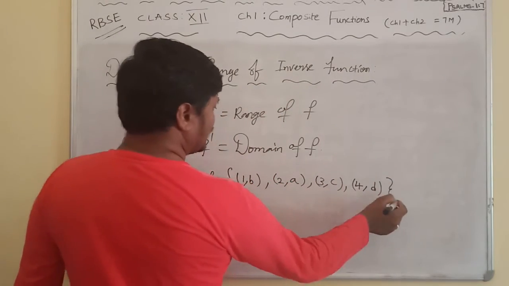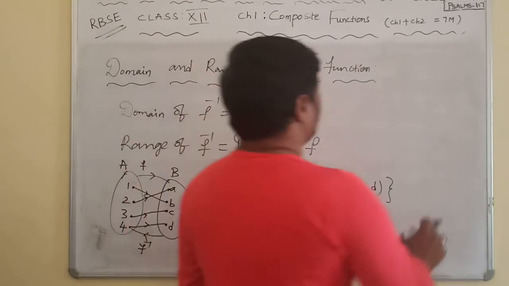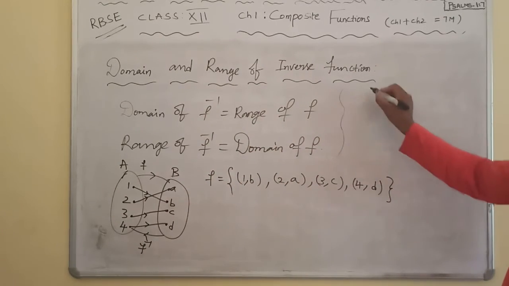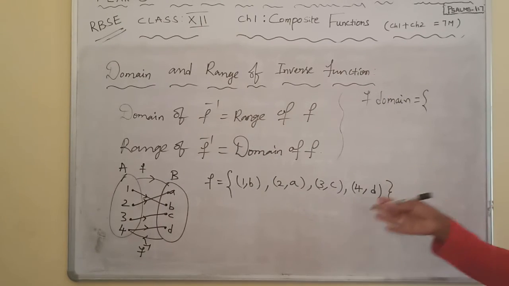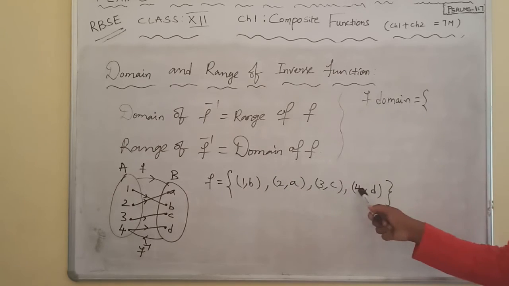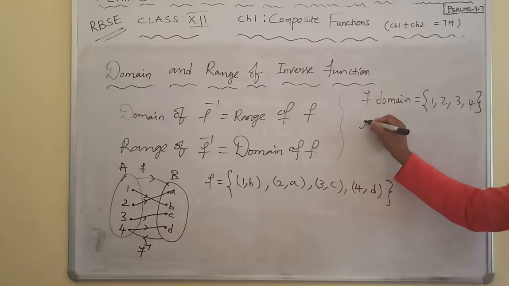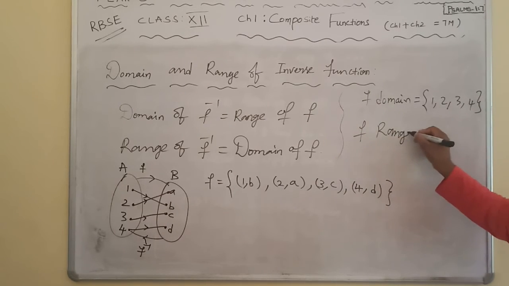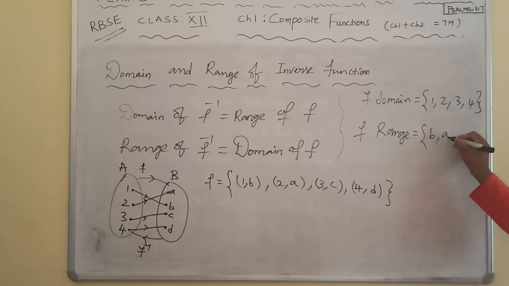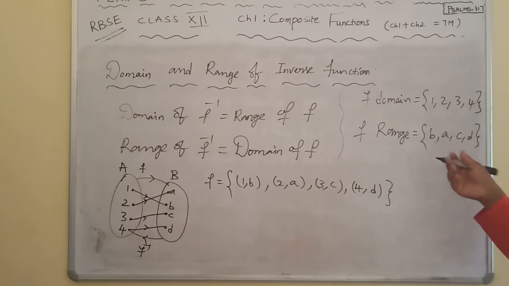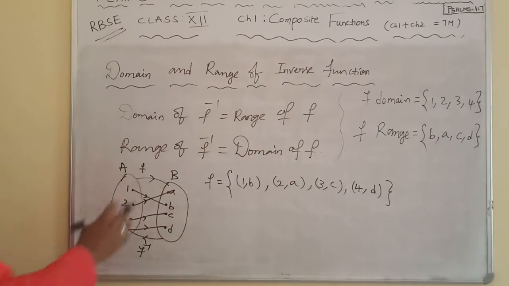I'll write domain and range separately so that you can understand. First I'll write the domain and range of f. What is the domain of f? Which is given as input, that means the first elements: 1, 2, 3, 4. Now the range of f is the second elements: b, a, c, d, or you can write a, b, c, d also. So this is the domain and range of function f.